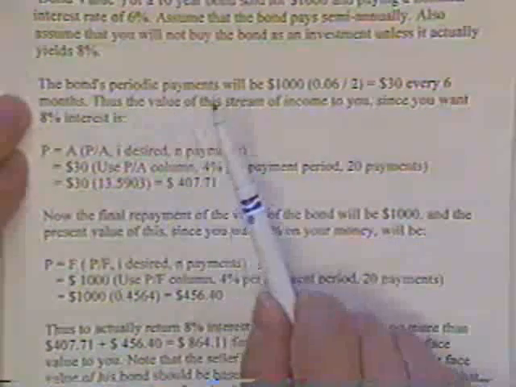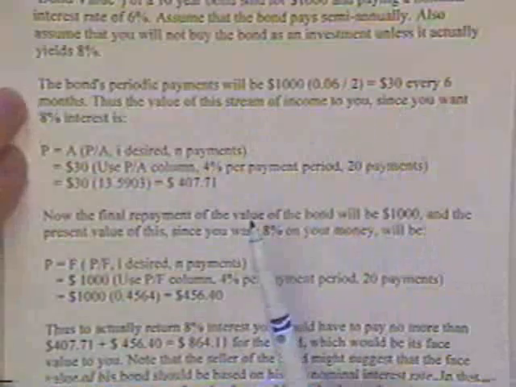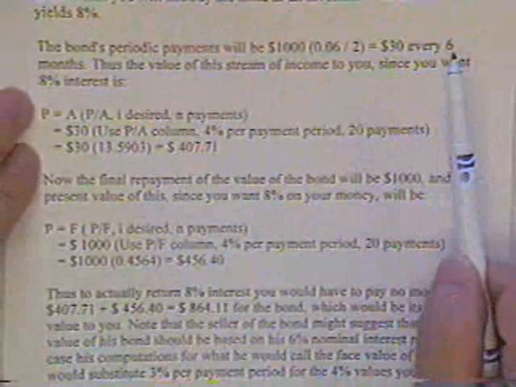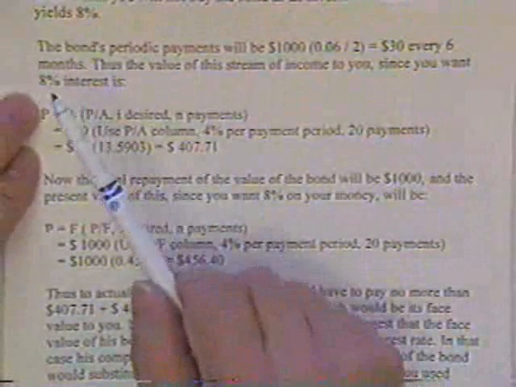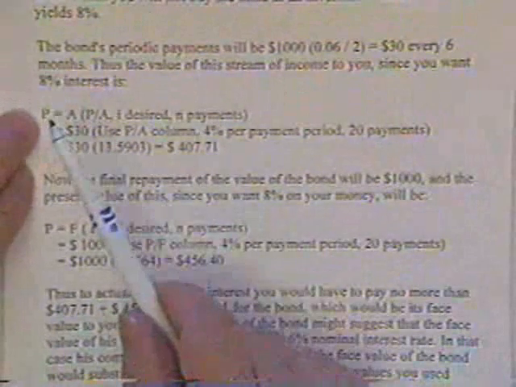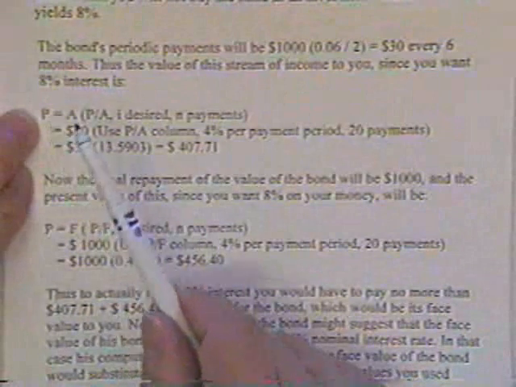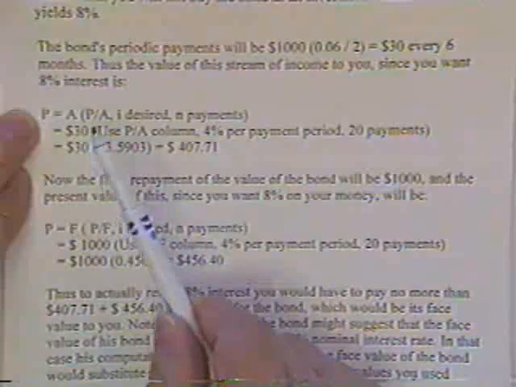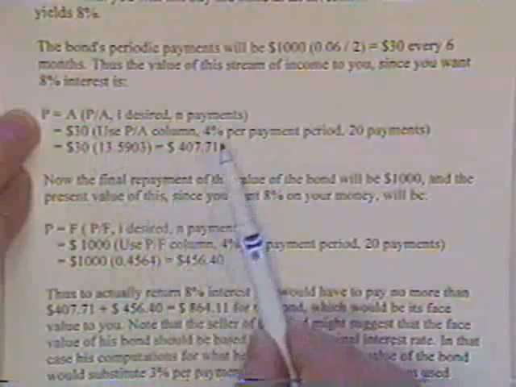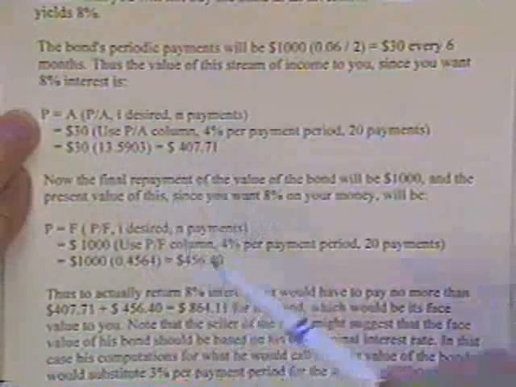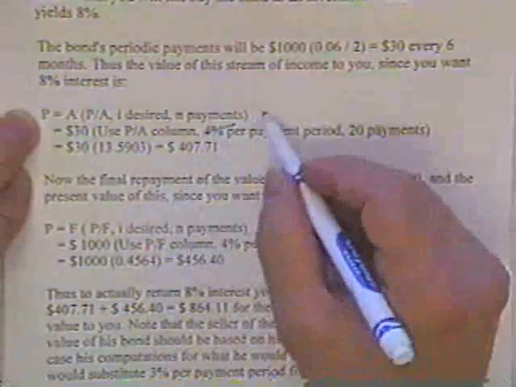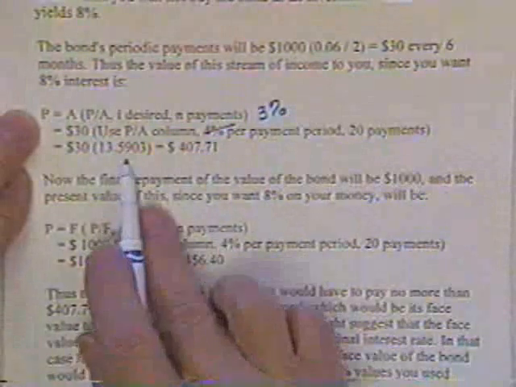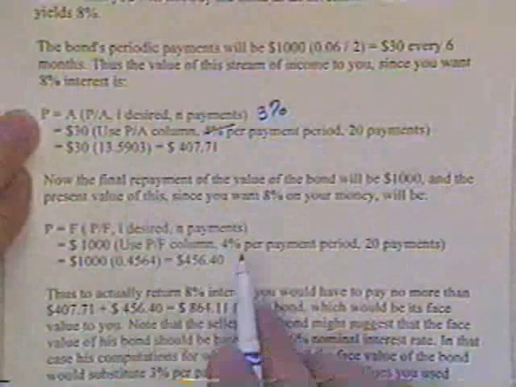And if you're interested in knowing how much that stream of income is to you, here's what being paid $30 every 6 months is worth to you at 8%. The present value of just the interest part is: $30 is the annual amount. You use the annuity column. 4%. I hope I didn't use 4%. Maybe that's just a typo. Say that's 3%. If you don't get 3% out of this number, well, then change it for me.